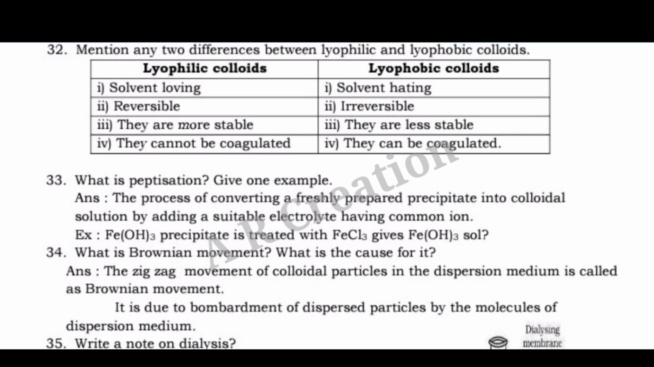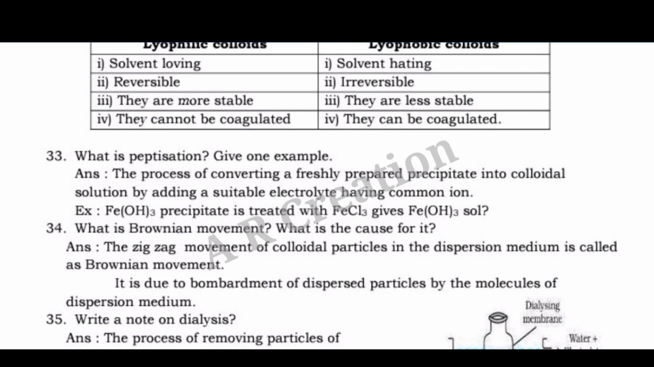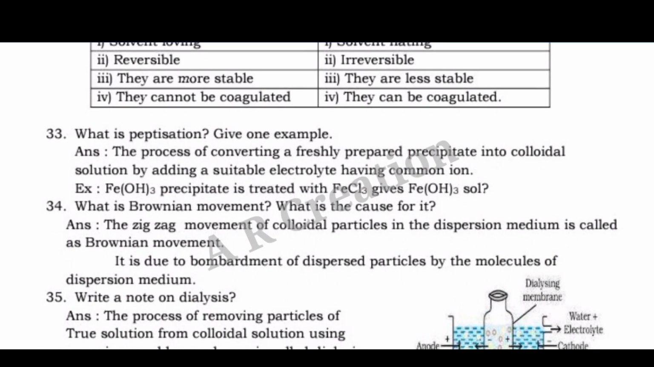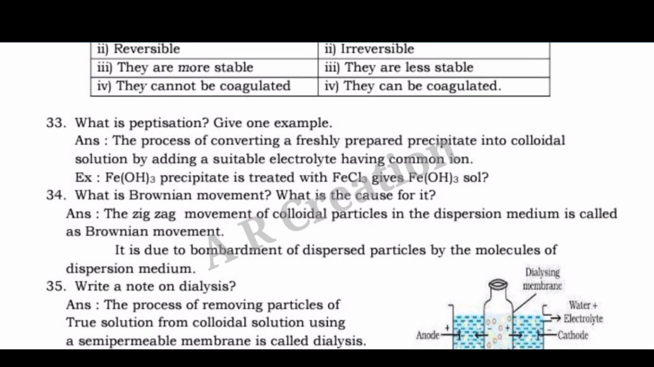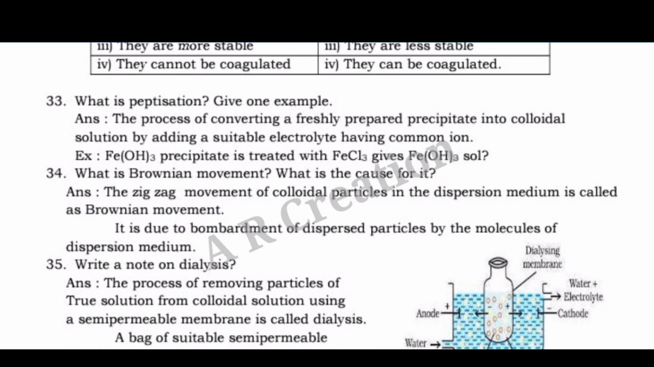Question 34. What is Brownian movement? What is the cause for it? Answer. The zigzag movement of colloidal particles in the dispersion medium is called Brownian movement. It is due to bombardment of dispersed particles by the molecules of dispersion medium.